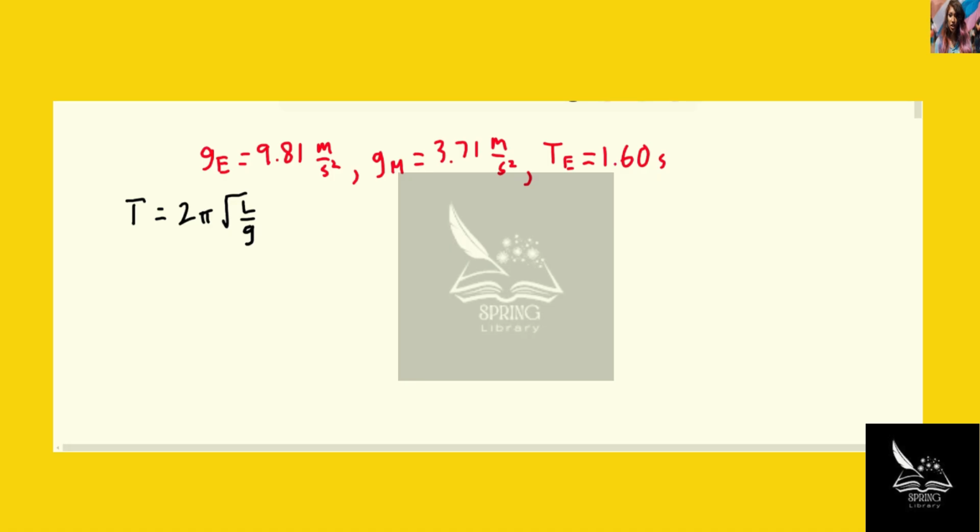We'll just solve that for L. From there we get the square root of L over g equals T over 2 pi, and squaring both sides, we get L over g equals T squared over 4 pi squared. Then solving for L, we get L equals T squared g over 4 pi squared.